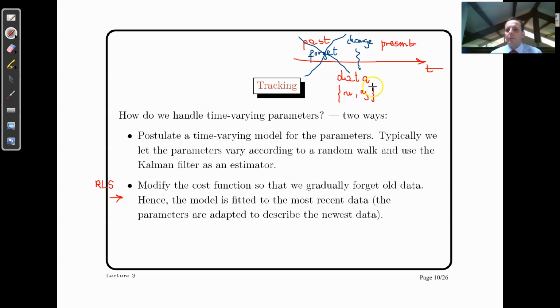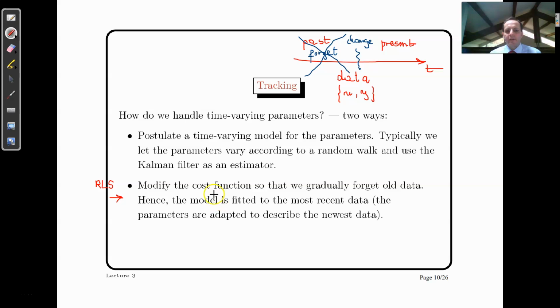So I hope this point is clear. In case of change, something is changing, as we will see later in a simulation, or perhaps the next week. I don't know if today. The data are changing. Data means the sequences, U and Y. So you need to forget the past data and rely the most on the present, the most recent data.